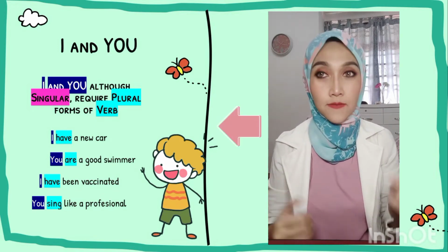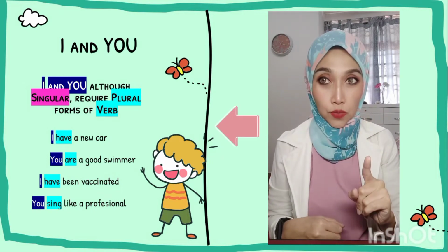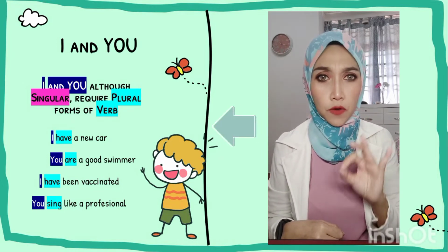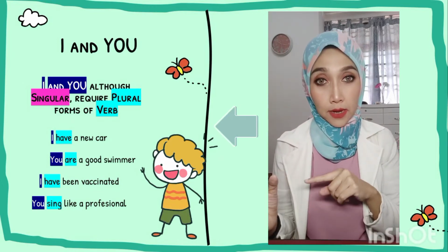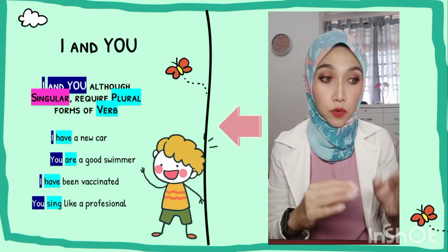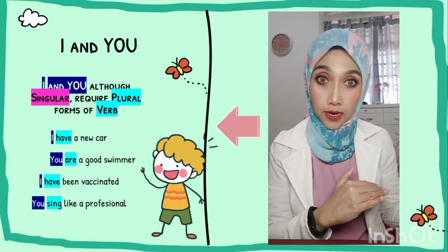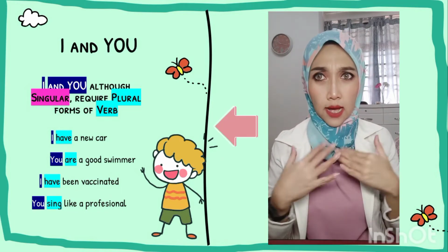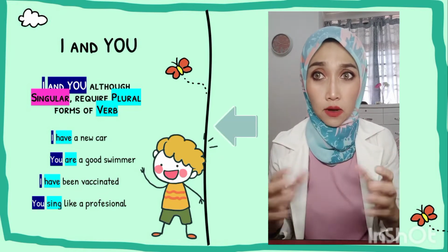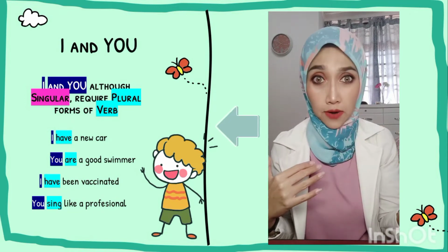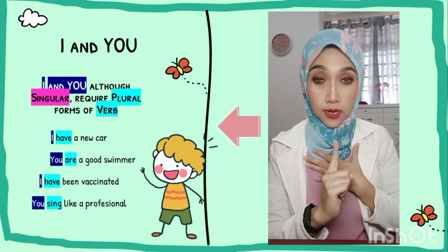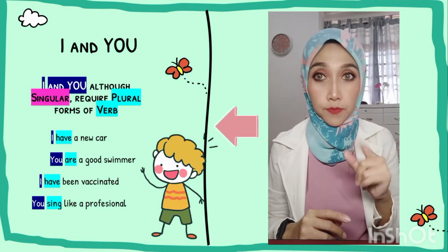Why do I say special? Even though I and you are singular subjects, they require plural forms of verbs. It's the opposite of what I mentioned before, about singular subjects followed by singular verbs and plural subjects followed by plural verbs, right? But this case is very special. I and you are special. Even though I and you are singular subjects, right? I, saya, seorang. You, awak, seorang. Singular. But it requires plural verbs.